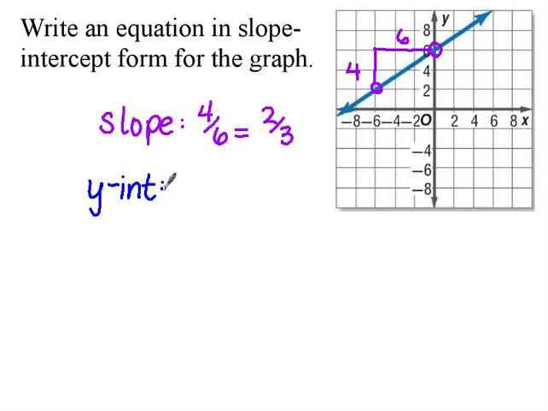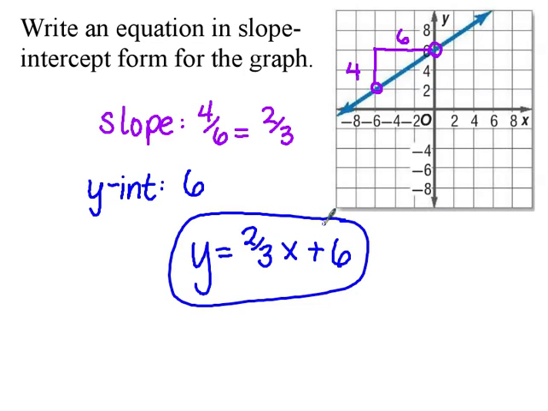Okay, y-intercept. What's your y-intercept? That's where it intersects the y-axis. What is that going to be? 6. So for our equation, all we're going to do is plug in. Y equals 2/3 x, because that's your slope, plus 6. And there you go. That should be pretty straightforward.